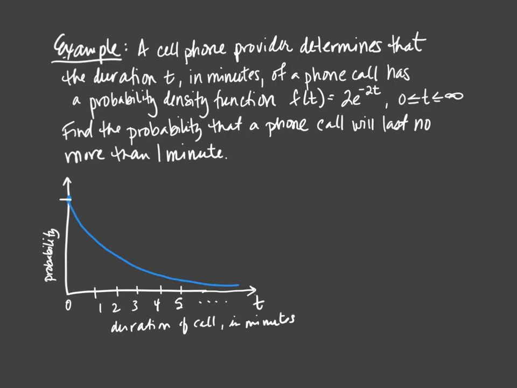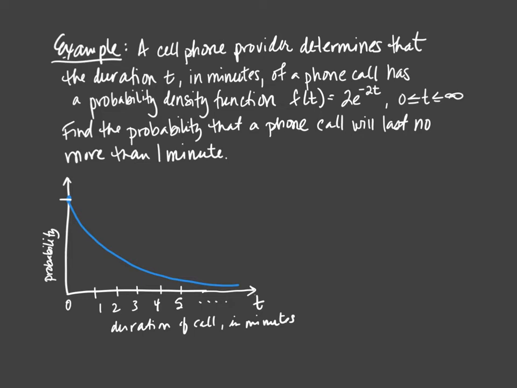A cell phone provider determines that the duration t in minutes of a phone call has a probability density function of f of t equals 2e to the negative 2t, and t can vary between 0 minutes, right? Never happens. You make the call and it never connects, all the way out to who knows how long, an infinite number of minutes. Find the probability that a phone call will last no more than 1 minute.